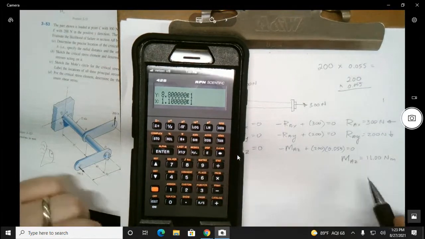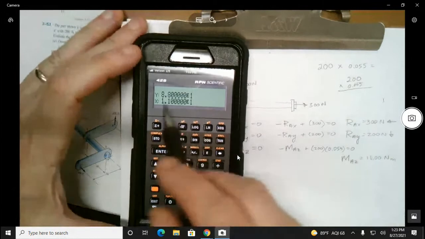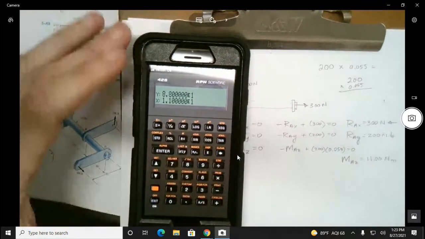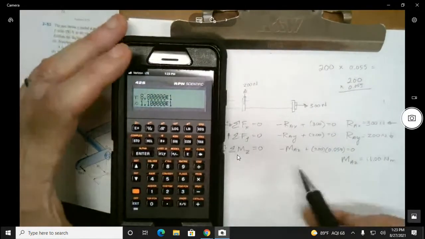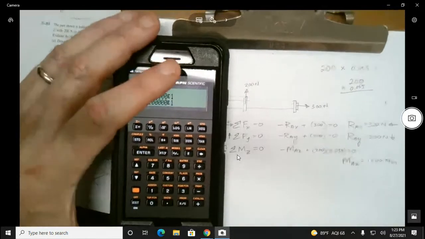So that's 11 Newton meters. And I always keep it in scientific notation there because it just makes life a little easier. All right, so that's in one direction. Let's do the other 2.